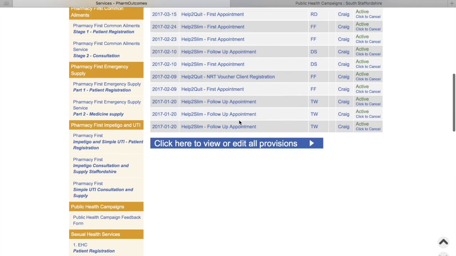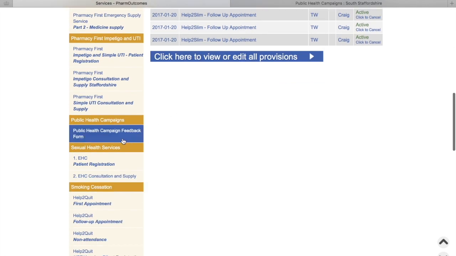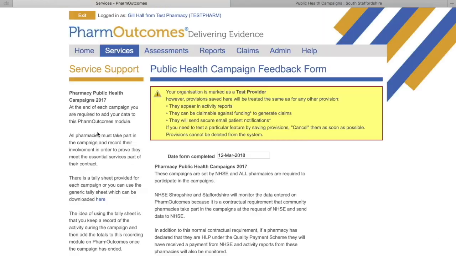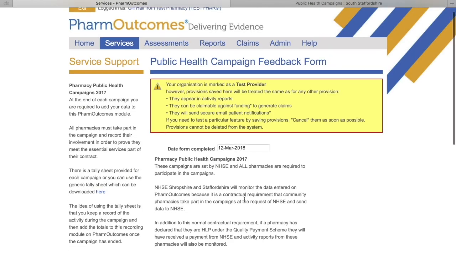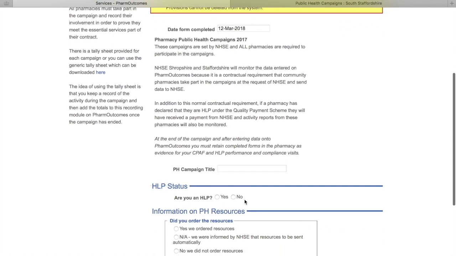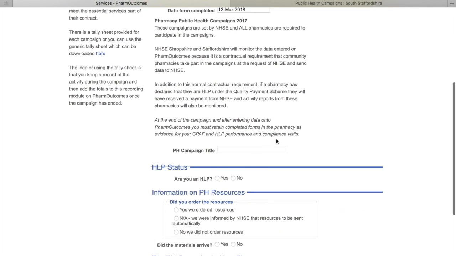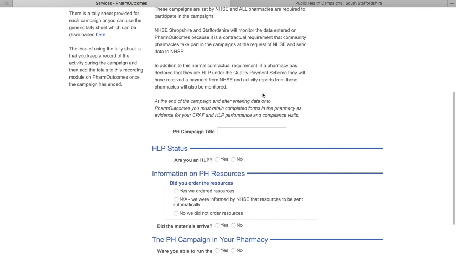So we're on the services screen again, and I'm just going to show you how to do your public health campaign feedback. It's important just to remind you that public health campaigns set by NHS England are part of your NHS contract, and all pharmacies must participate in the campaigns at the request of NHS England. Our Shropshire and Staffordshire team have told us what campaigns they want us to do.